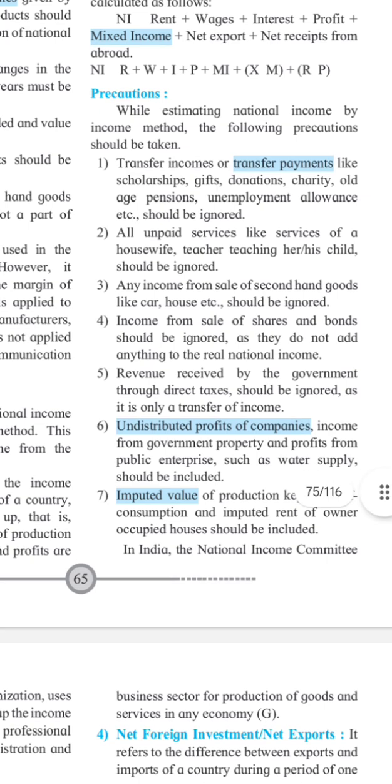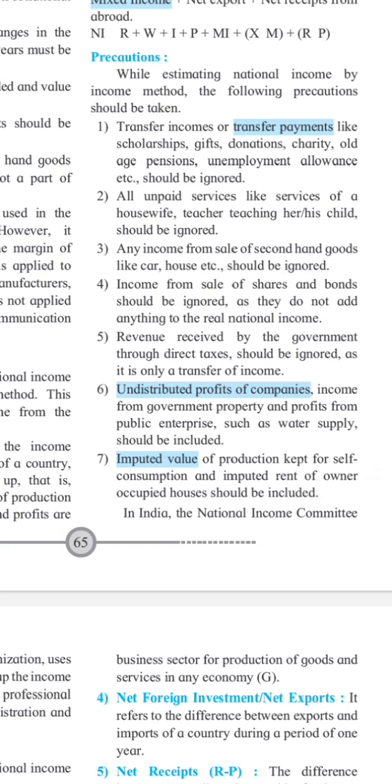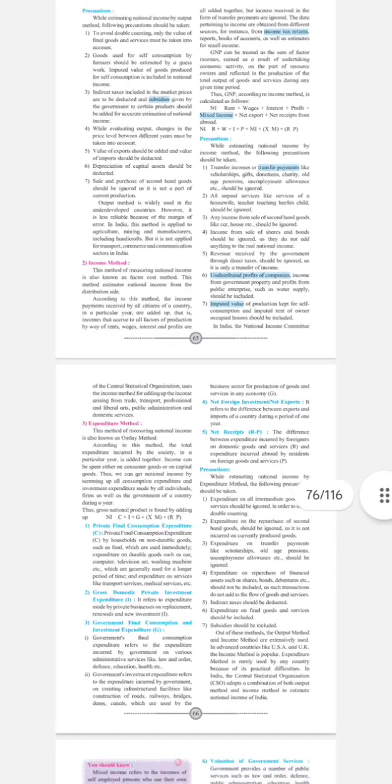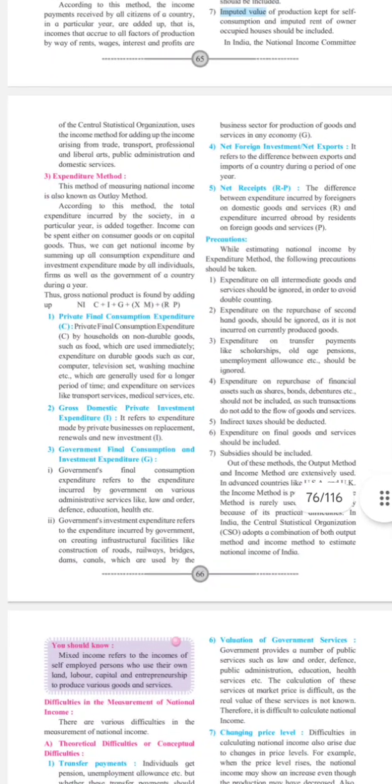Next, sale of second hand goods should not be included. Income from shares and bonds should not be included because these transactions do not add to current production. Government's income from direct taxes should not be included. Undistributed profits and income from public enterprises should be included. And imputed value of self-consumed production should be included. So these were the 7 precautions of the income method. Now, the expenditure method.